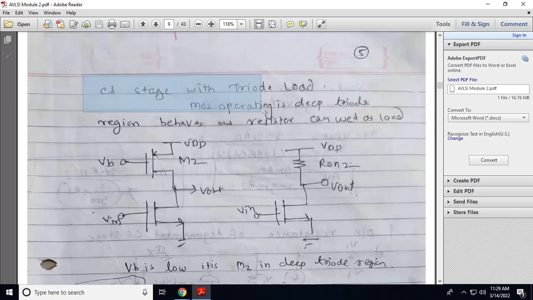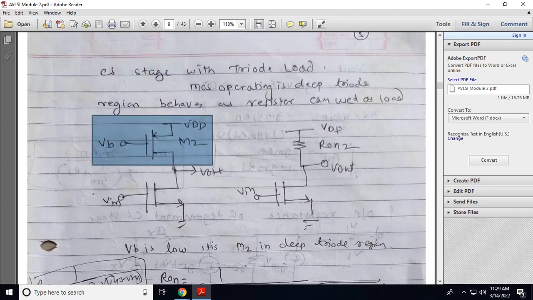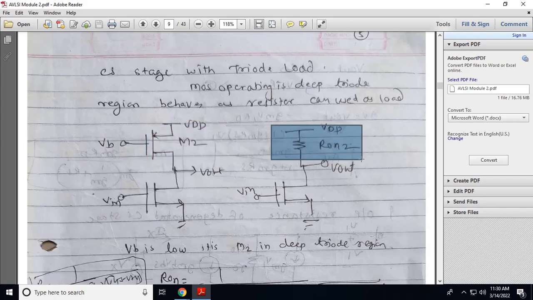Now common source stage with a triode load. So a transistor which is operated in the deep triode region can act as a resistor. So we know that a MOSFET operating in the deep triode region acts as a resistance between source and drain. So this M2, by adjusting this voltage, can be operated in the deep triode region. So M2 is represented by a resistor.